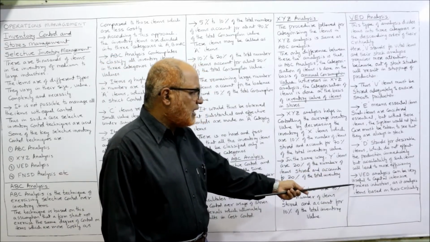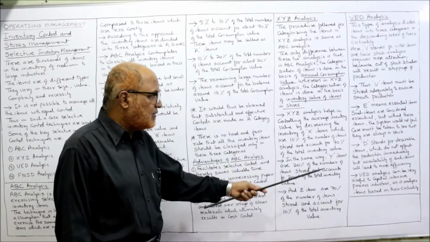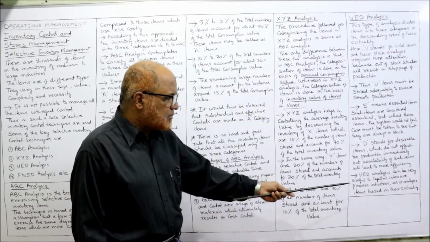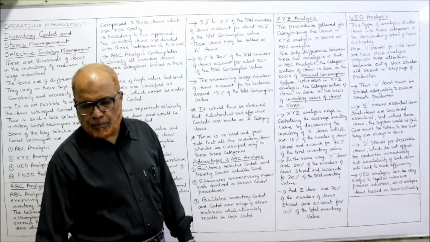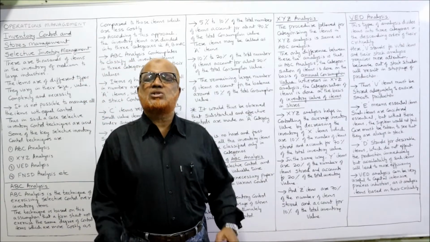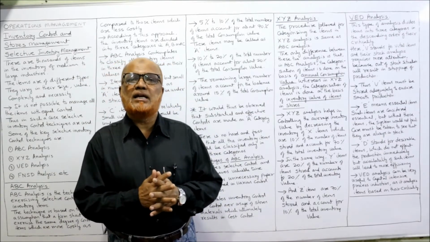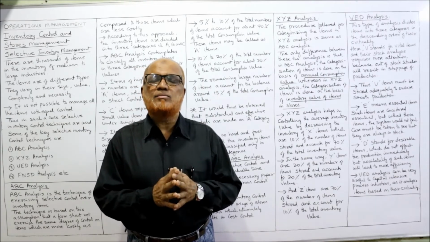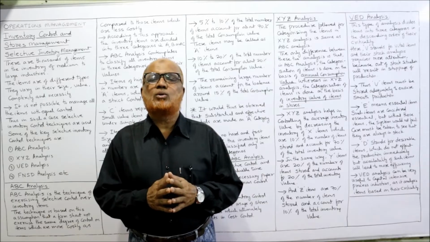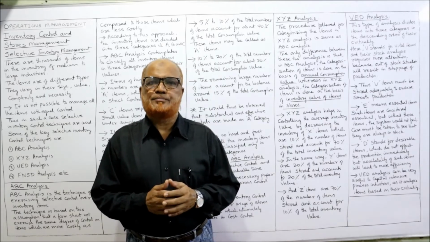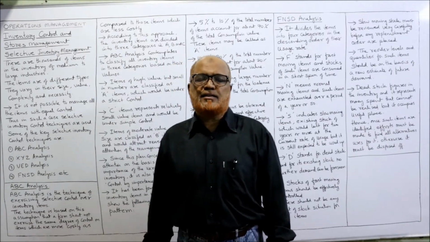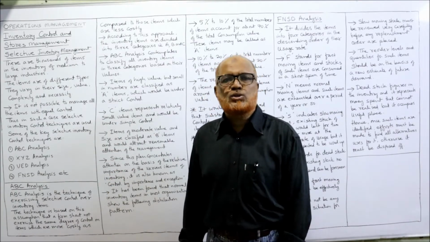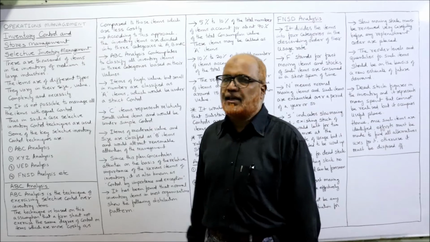VED analysis can be very useful to capital intensive industries, as it involves analysis of items based on their criticality. Particularly this VED analysis is very important in capital intensive industries where inventory items are controlled according to their criticality. So we have discussed three selective inventory control techniques, that is ABC analysis, XYZ analysis, and VED analysis.